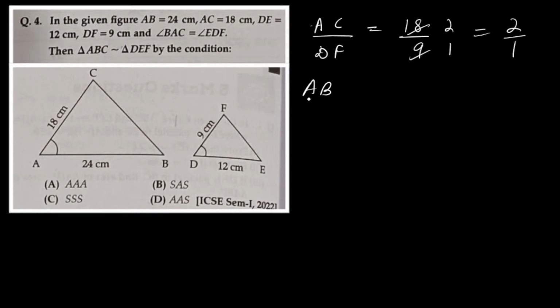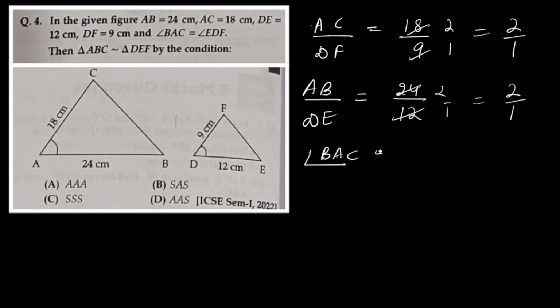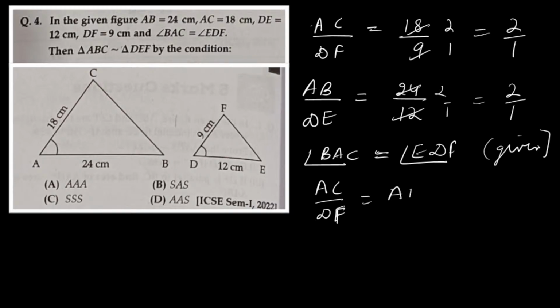Now AB by DE. First I am using the first triangle, so its side should be at the numerator. So this is 24 by 12. If you do cancellation, this also is 2 by 1. So ratios are equal and one angle is equal. Angle BAC is equals to angle EDF. It's given to us. So that means we are using two ratios, both the ratios are same, and one angle. So AC by DF is equals to AB by DE, 2 by 1.